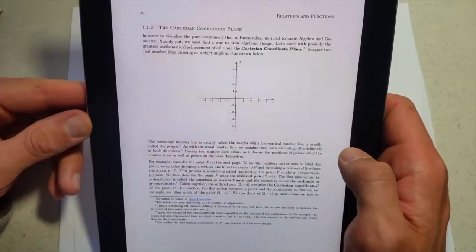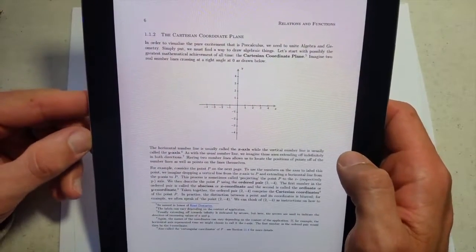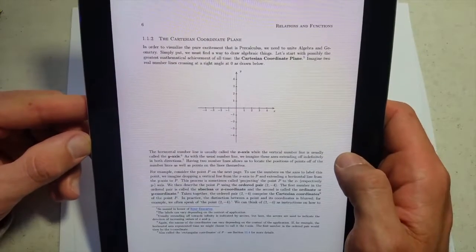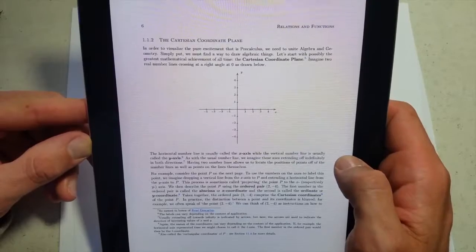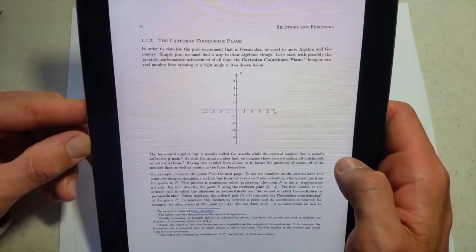Cartesian coordinate plane. This is very heavily focused on in algebra class, and for good reason. It's very useful. And we're going to plot some ordered pairs and then start to look at some properties of ordered pairs or points on the graph. So we have the Cartesian coordinate plane.